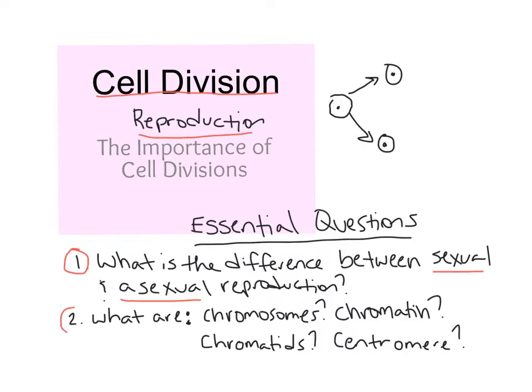And number two, when you leave today, you should be able to define these terms or know what they are. What are chromosomes? What's chromatin? What are chromatids? And here's a part on the chromosome, it's called the centromere. So those are four terms, they all begin with a C. There's going to be a lot of C words in this unit. So, be able to tell the difference between sexual and asexual reproduction and know these terms: chromosomes, chromatin, chromatids, and centromere.